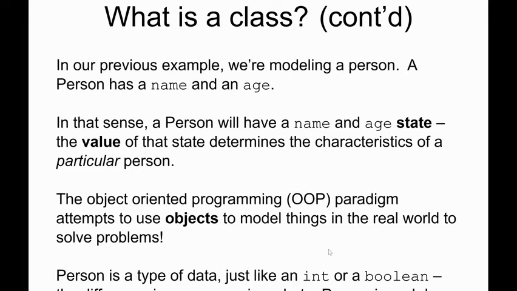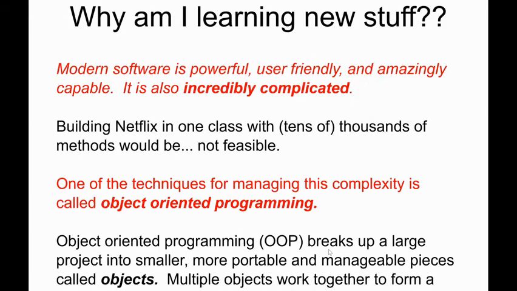In our previous example, we're modeling a person. A person has a name and an age. In that sense, a person will have a name and an age state. The value of this state determines the characteristics of that particular person. The object-oriented programming, or OOP, paradigm attempts to use objects to model things in the real world to solve problems. Person is a type of data, just like an int or a Boolean. The difference is we are saying what a person is and does.